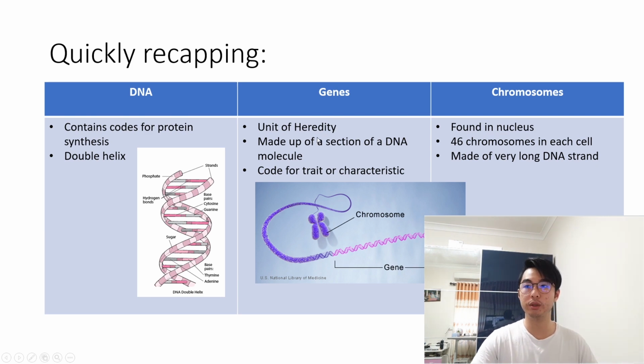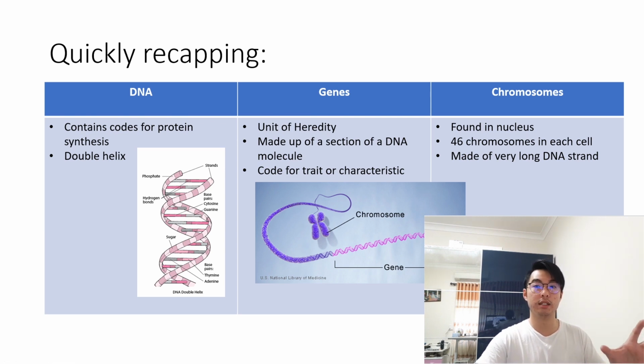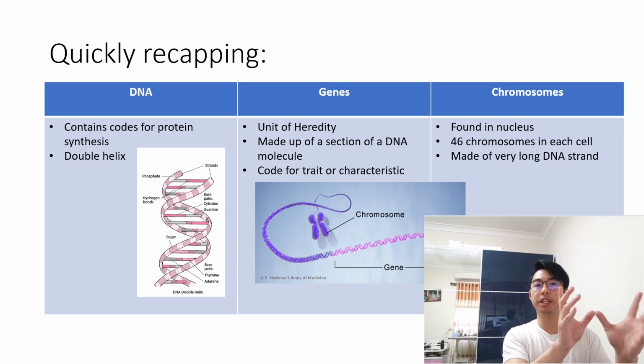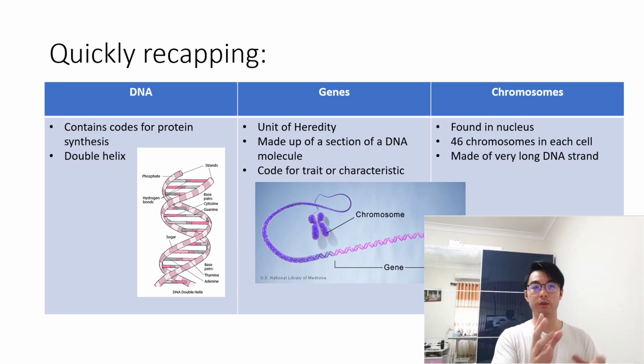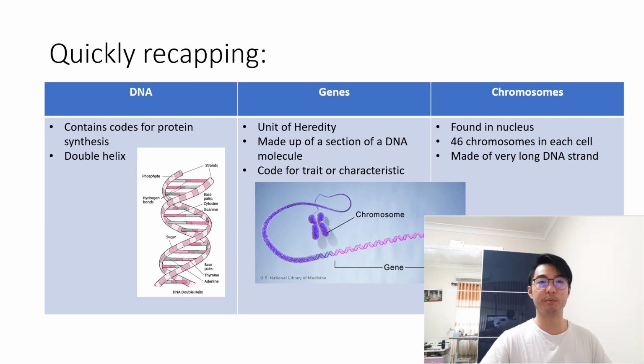Genes are a unit of heredity. Okay, they're made up of a section of a DNA strand, and depending on what it codes for, it could be different. The gene could be of different size and have a different amount of DNA bases. And they code for a protein or a trait or a characteristic.